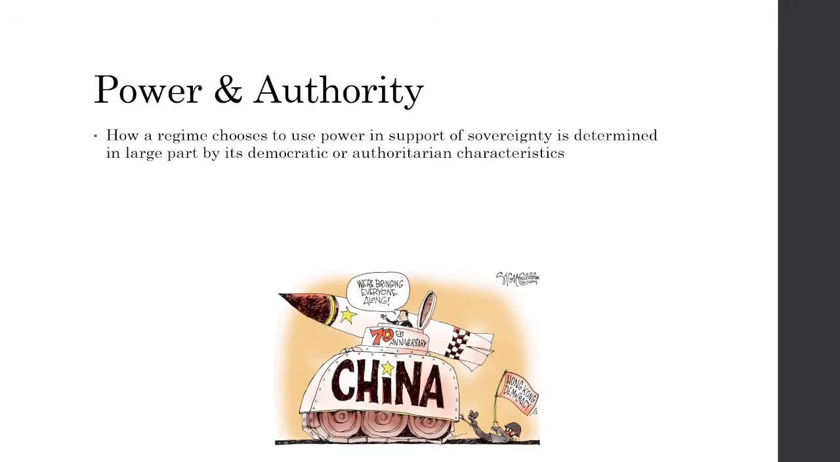All right, here we go. Power and authority. I believe this is topic 1.5 in the course exam description if you're following along with the guided notes. If you're not, that's fine. I'm happy that you're here.